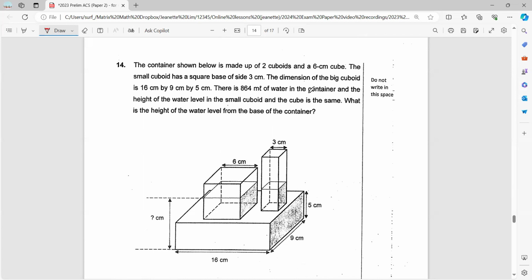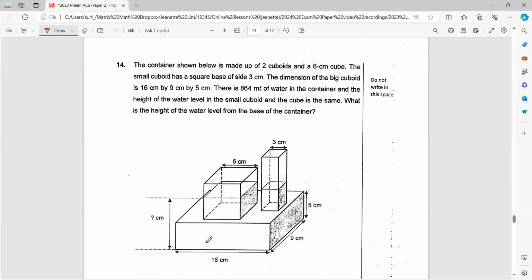There is 864 ml of water in the container, and the height of the water level in the small cuboid and cube is the same. What is the height of water level from the base of the container? So basically, water is being filled up. This odd-looking container contains water and is being filled up, not all the way, but definitely above the bottom cuboid and also partially of the top cube and cuboid.